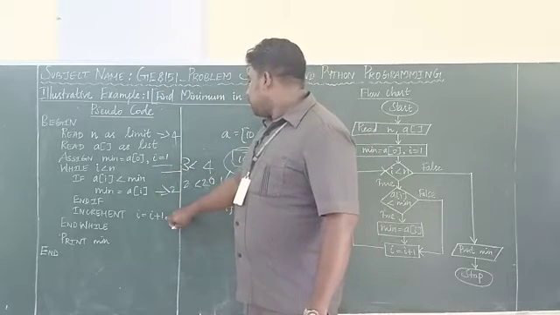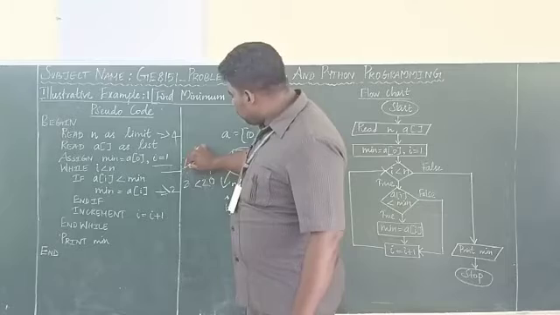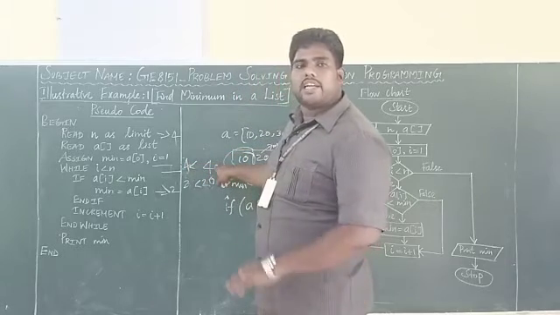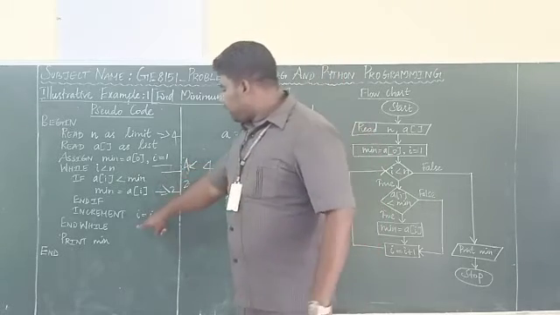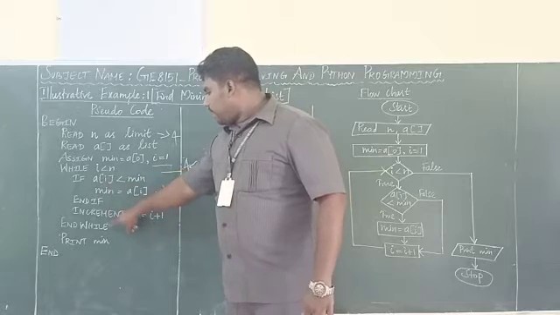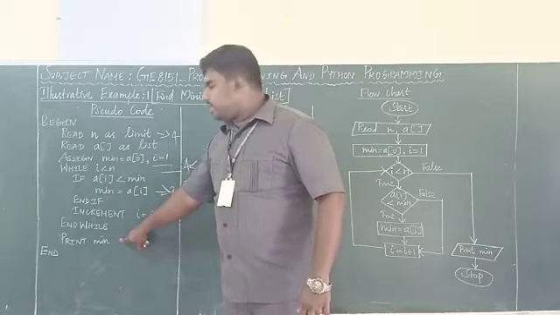Again increment. At that time what will happen? i becomes 4. 4 less than 4? What will happen? The condition will be false. So it will come out of the while. That is END WHILE. Then print the min.